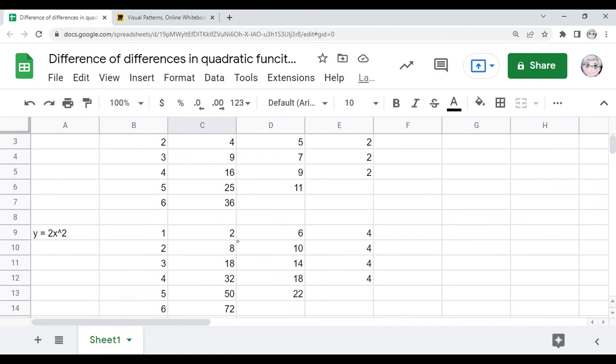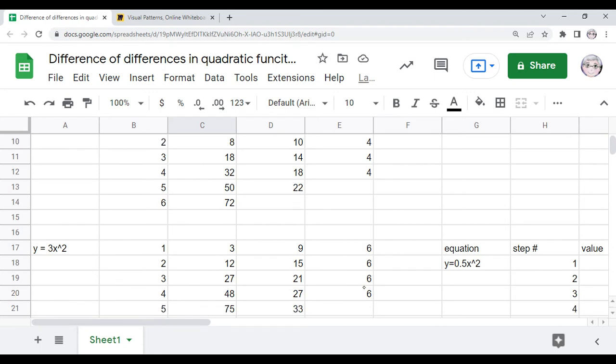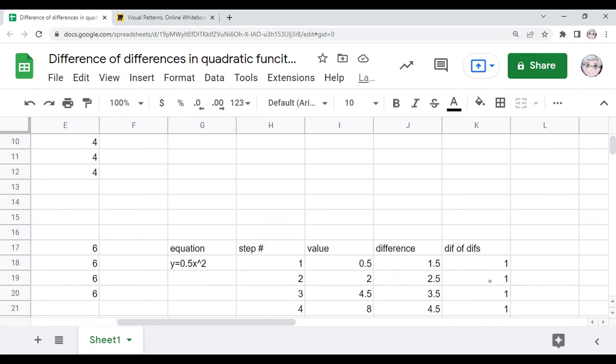So 1 squared times 2 is 2, 2 squared times 2 is 8, etc. Then I took the differences, and then the difference of the differences came out to be 4. So it looks like, and actually let's do one more. So this is y equals 3x squared. When I did that, the difference of the differences came out to be 6. And then when I did 0.5 or 1/2 x squared, the difference of the differences came out to be 1.